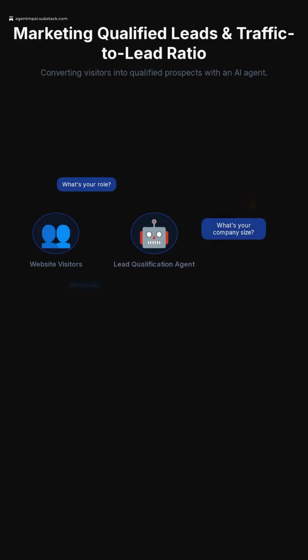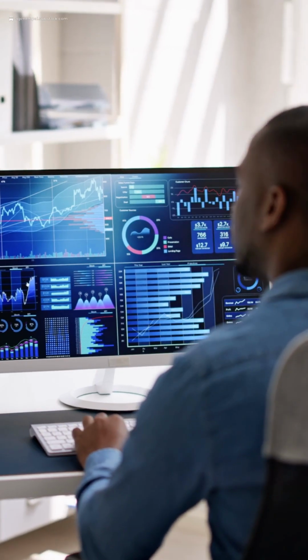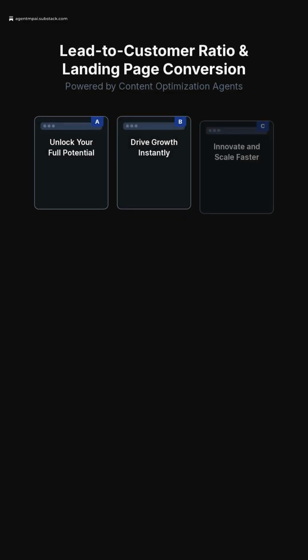Marketing qualified leads and traffic to lead ratio, measuring how effectively you're converting visitors into prospects worth pursuing. CXOs design lead qualification agents that engage website visitors through intelligent chat, ask qualifying questions, score responses against your ICP criteria, and route hot leads directly to sales, while nurturing others automatically. The agent becomes your 24/7 qualification engine.